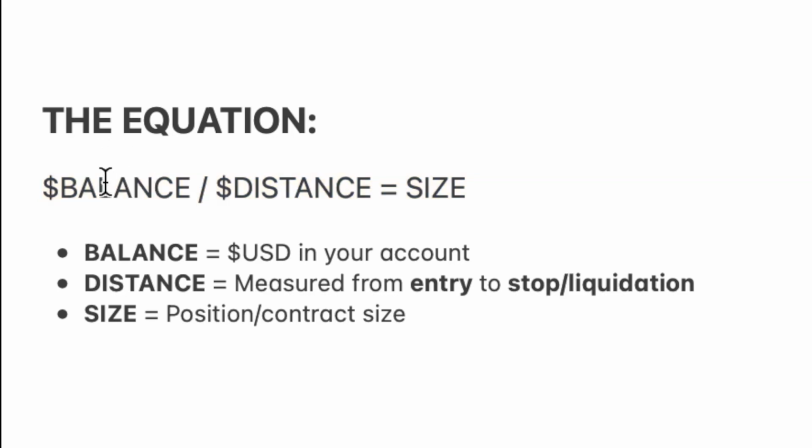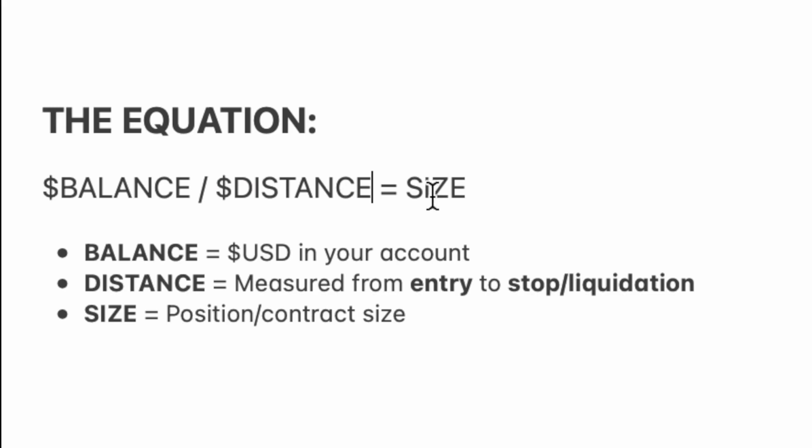So what does that mean? The balance is right here. That means the USD dollar amount that's in your entire account, okay? The distance is from the entry point. That's how much, in this case, you got your Bitcoin for, what was the price that you bought Bitcoin at. And then the second number is if you're trying to measure your liquidation price or your stop price, you need to know that as well.